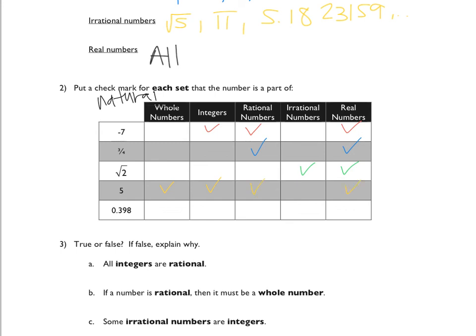Square root of 2, not natural, integer, or rational, it's irrational, and it's real. 5, that is a natural number, and so it's an integer, and it's rational, and it's real. Last one, this terminating decimal, 0.398. It's not natural, it's not an integer, but it is rational, so it means it's also real.